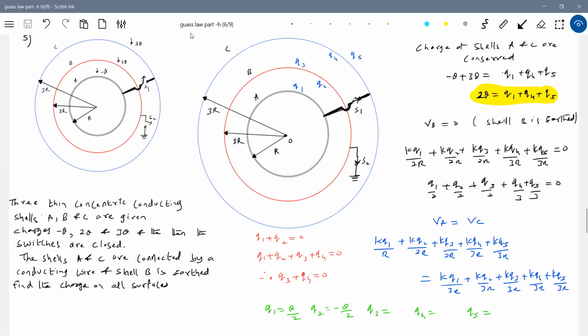You can do one thing. Q3 plus Q4 plus Q5 is how much? 2Q minus Q1. Substitute here. Q1 plus Q2 is zero. And given the value of Q1, substitute, you'll get Q3. Very easy, simple calculations. So here this quantity will be zero. So you have Q5, so okay, this will get canceled out. This will be zero, this will be zero. Only we'll get a relation between these two.